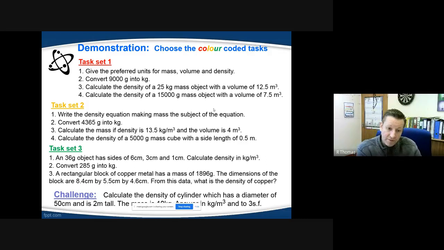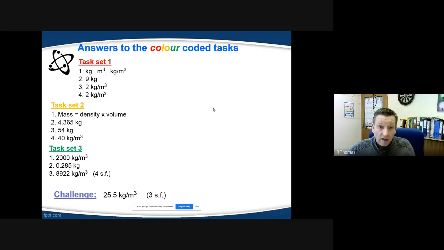So it gives us the diameter is 50 centimeters. That means the radius would be 25 centimeters, which is 0.25 meters. So you've got to do pi times 0.25 squared times 2. That will give you the volume of the cylinder. Once you've got the volume, then you do the mass divided by that volume. And if you had it correct, the answer came out as 25.5 kilograms per meter cubed. And if you had that right, you should be very, very pleased, okay?